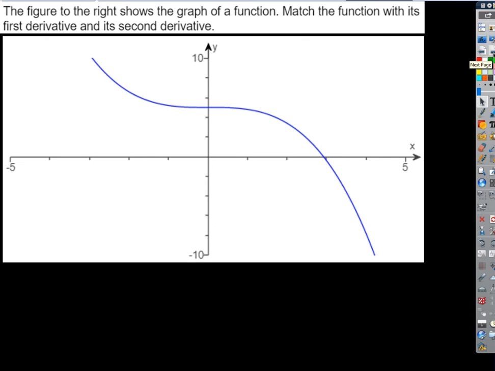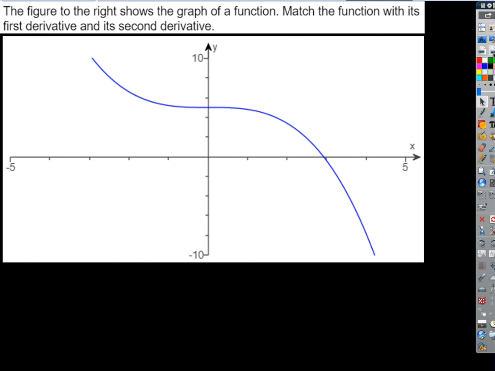So let's just warm up a little bit with maybe a graph question. Okay, so this is kind of a 3.4 practice 1 type problem. I know it's not to the right, it's below, but you get the idea. Match the function with its first derivative and its second derivative. Well, instead of doing that, let's just sketch graphs of the first and second derivatives for this function.